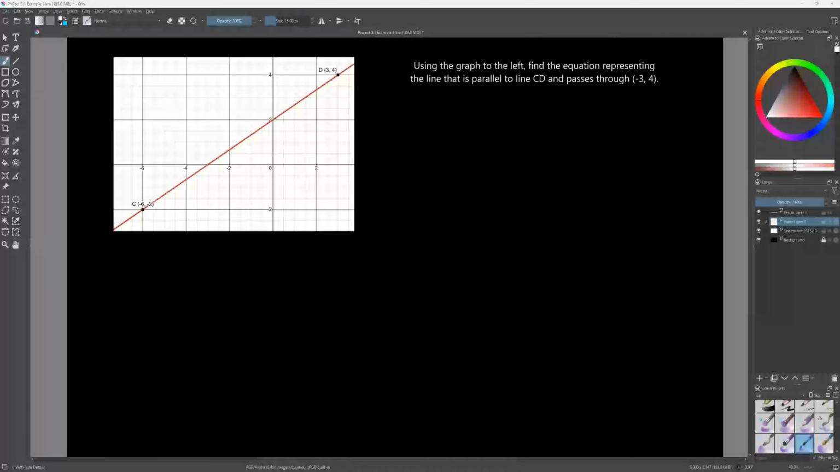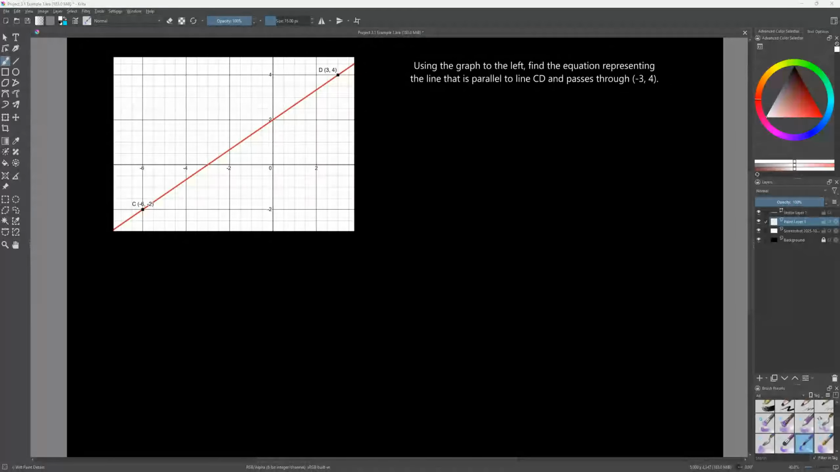Alrighty, let's go ahead and take a look at this. So the question that we have is, using the graph to the left, let's find an equation representing a line that is parallel to line CD and that passes through negative 3, 4. So that's my ordered pair that I have. So let's go ahead and we'll take a look at it.